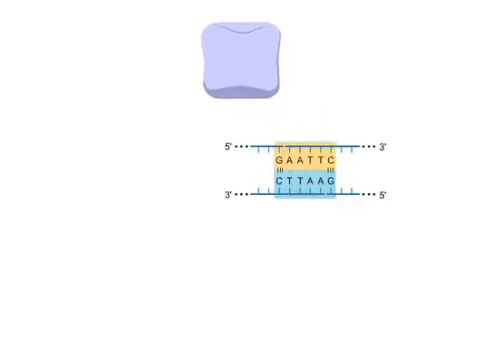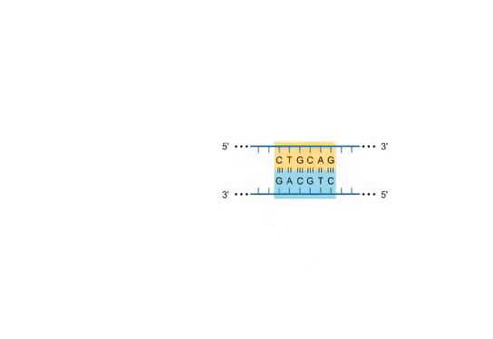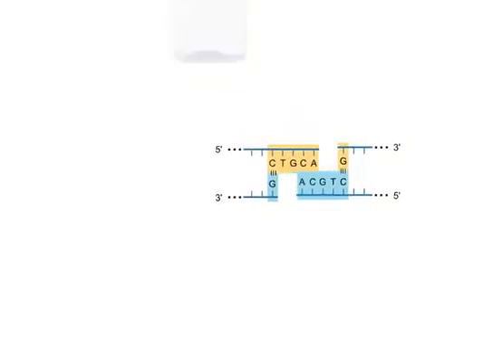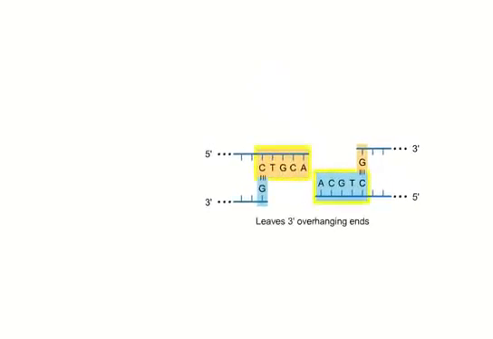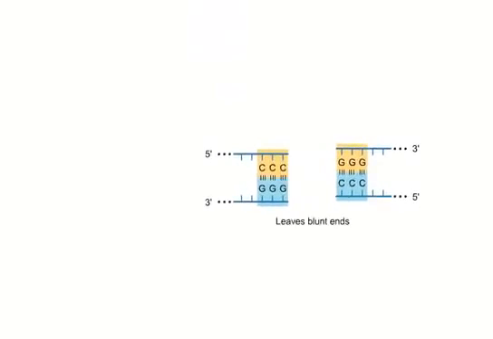For example, EcoR1 leaves 5' overhanging ends, whereas Pst1 leaves 3' ends. Other enzymes, such as SmaI, cut midway within the restriction site and produce DNA fragments with blunt ends.